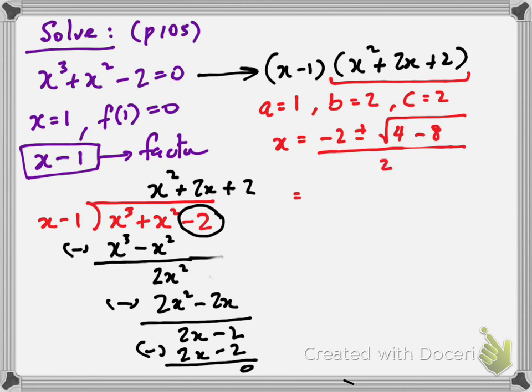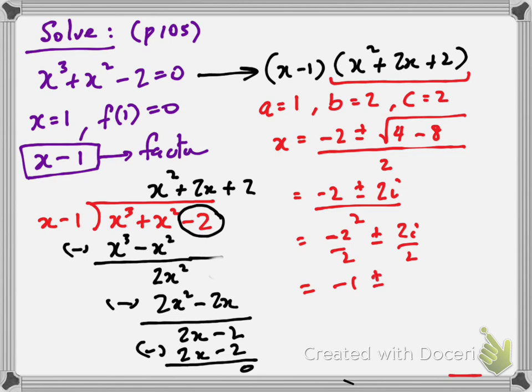So if you simplify this further, you get minus 2 plus or minus, I'll miss a step here, the square root of 4 minus 8, which is the square root of negative 4, which is the square root of 4 times negative 1, which is the square root of 4 times i, which is 2i, over 2. And then if you separate them, minus 2 over 2 plus or minus 2i over 2, you end up with minus 1 plus or minus i, which gives you minus 1 plus i and minus 1 minus i.